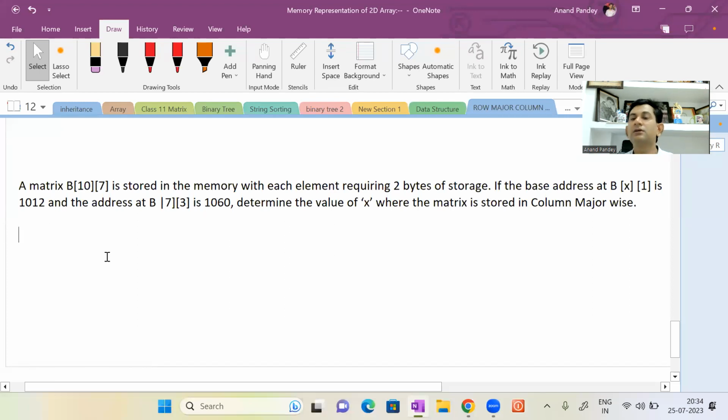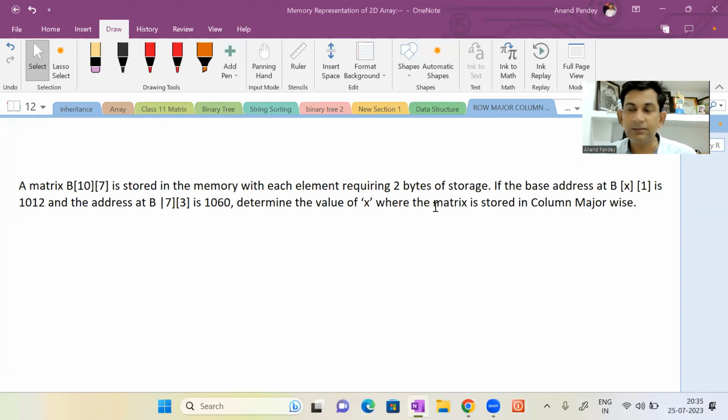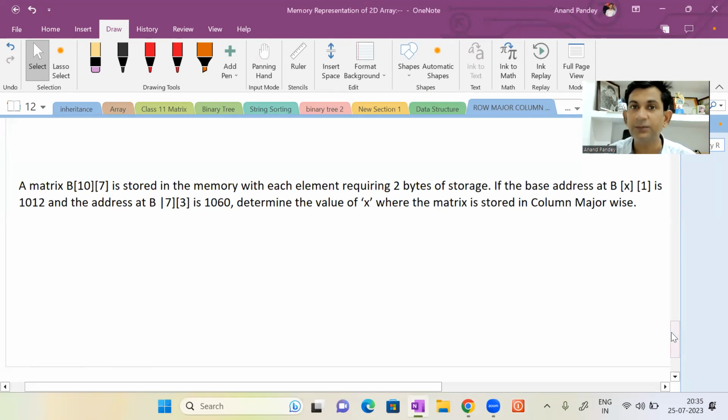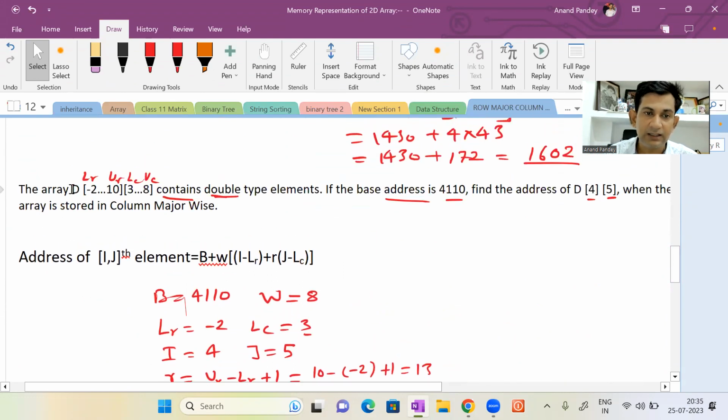Okay, here we go. This is the question. Now this time, listen. Here the array is not given in that LR, UR, LC, UC form, which I discussed in the previous video. Let me show you that question. This is the question, and here the array is given in LR, UR, LC, UC form. I told you, this is LR, this is UR, this is LC, and this is UC. Such questions you have already solved.